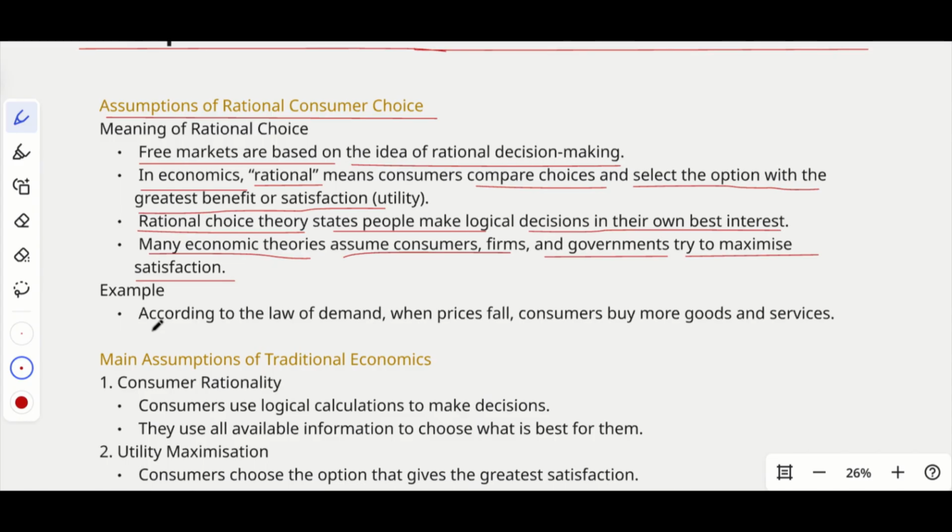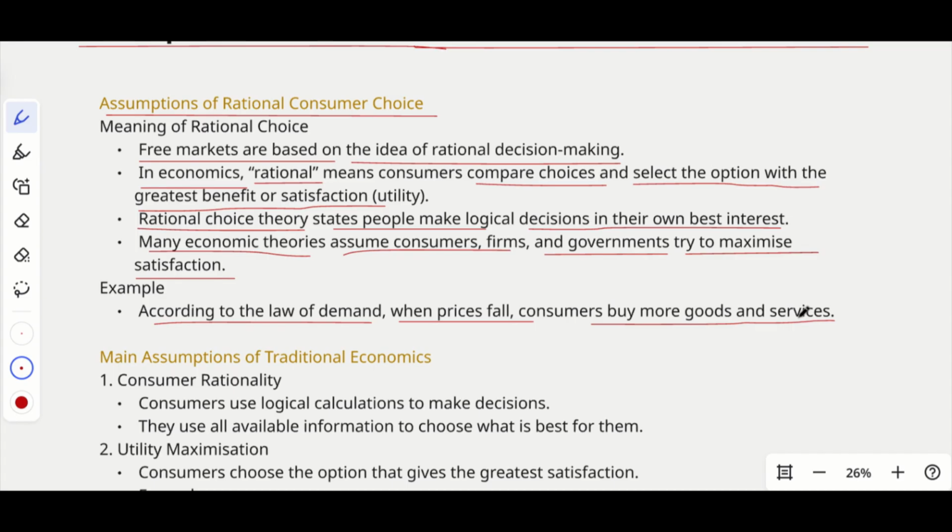For example, you can take the case that according to the law of demand, we have learned the law of demand, right? When prices fall, consumers buy more goods and services, right? Which will give us more satisfaction. We can buy the product at a reduced cost.